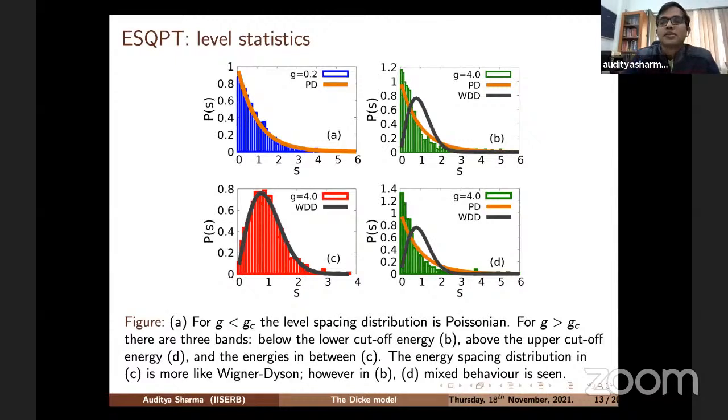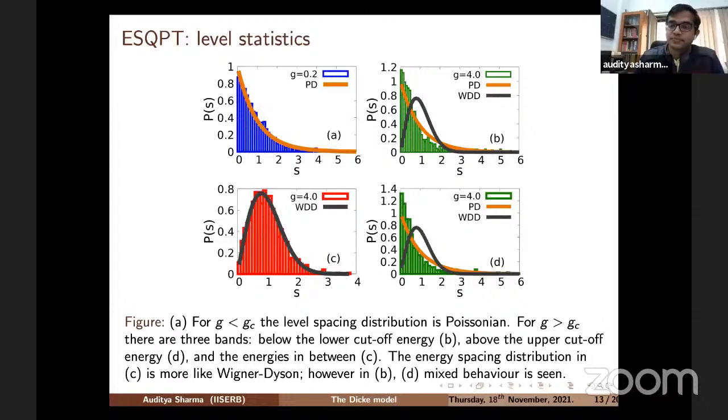So the third kind of phase transition is the so-called excited state quantum phase transition. So here again, we show data for the level statistics. So when G is less than 0.5, when you're in the normal phase, you have this Poisson statistics, and when G is greater than GC, you get Wigner-Dyson statistics.